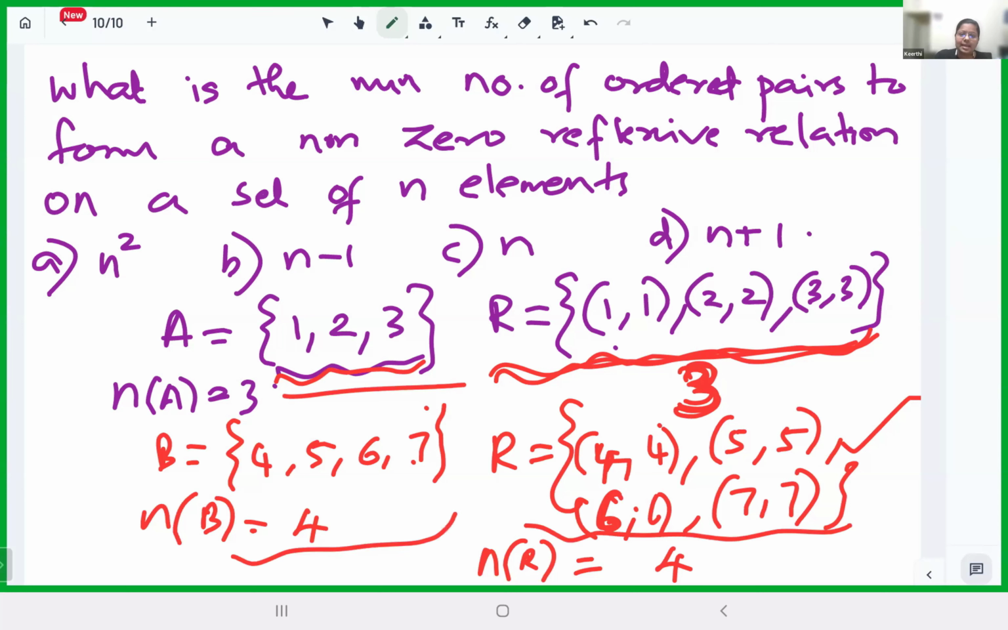The set contains n elements, right? So what will be the minimum number of ordered pairs for a relation to be reflexive on that particular set? It is nothing but n, right? At least n ordered pairs should be there. Then only that relation will be reflexive. So this is the answer. n is the answer. n is the minimum number of ordered pairs.